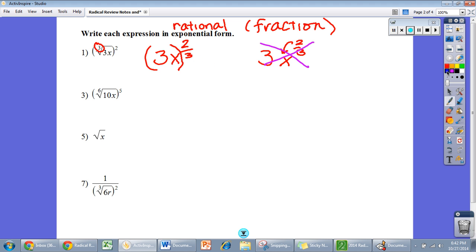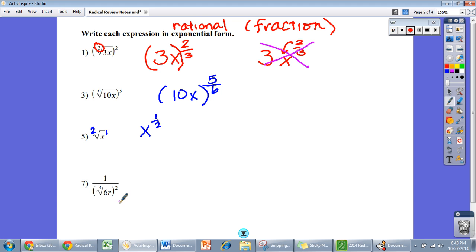Let's take a look at our next one. This is the 6th root of 10x to the 5th power. So I can write 10x to the 5th power, but the index or the root in the ditch is going to come to the denominator. So that's how I end up with 10x to the 5/6 power. This is the square root of x, and there's no exponent. So it's assumed to be 1 when there's no exponent, and of course, the square root, we talked about the invisible 2 that sits there. So rewriting this in rational exponential form, this would be x to the 1/2 power.